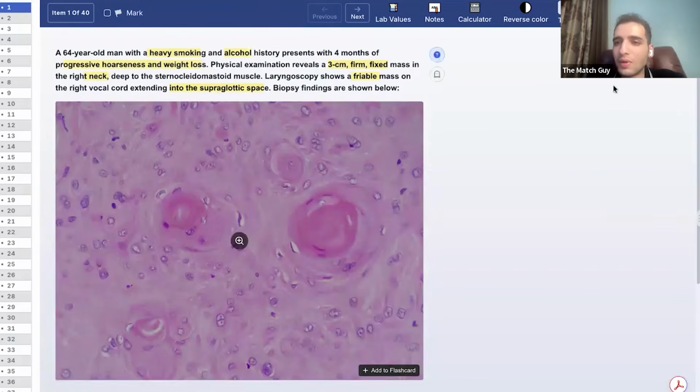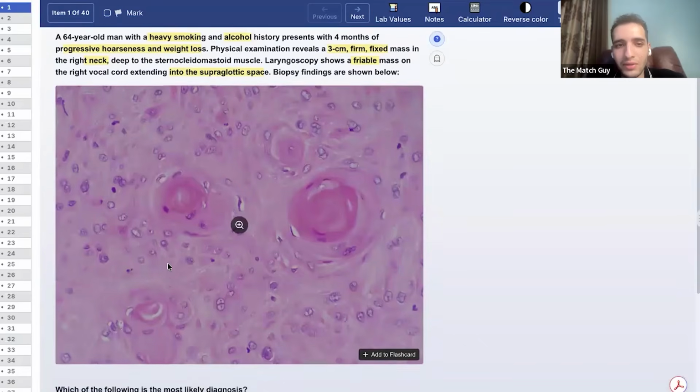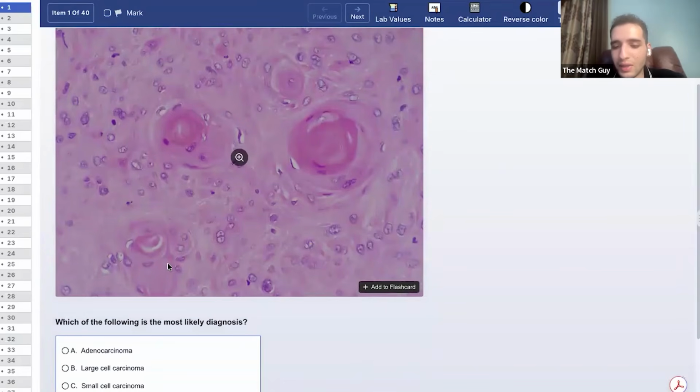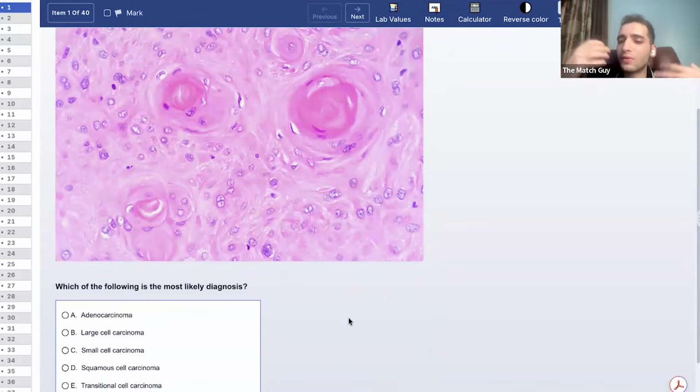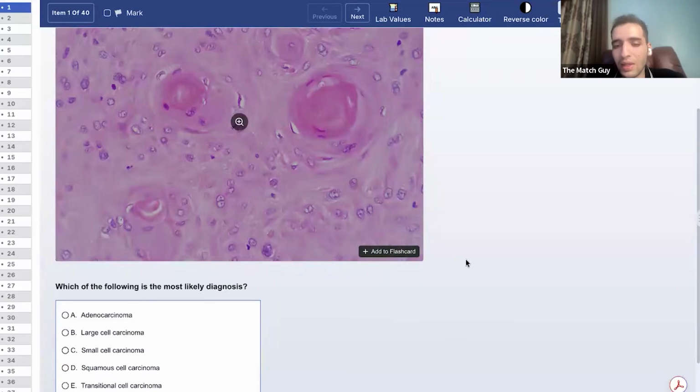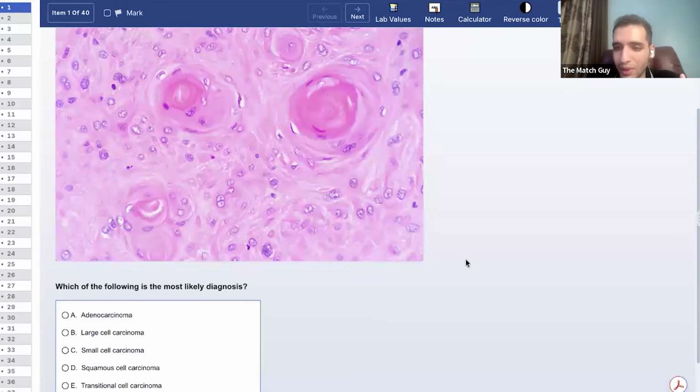So I will give you a few minutes to try to answer it, guys. So what do you think this person is having? This person is having some kind of mass in the head and neck, and they're trying to ask what type of mass this is. So you have two ways to answer this question correctly.